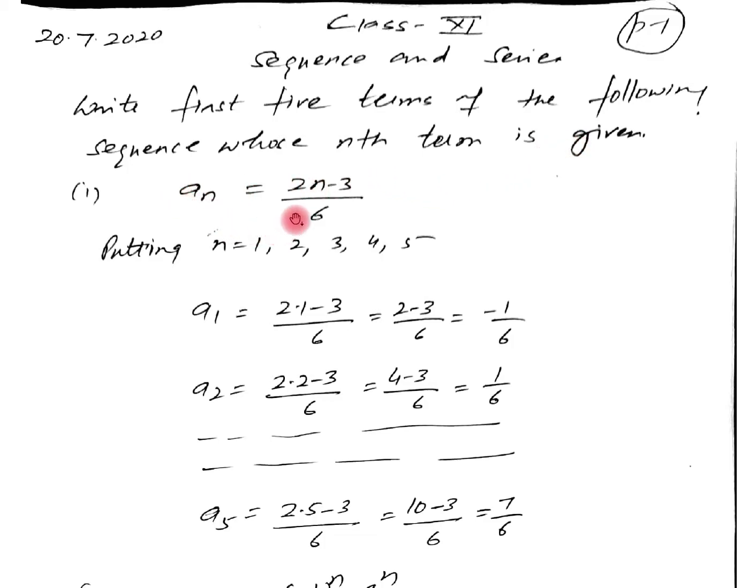Now the nth term is given, an is equal to (2n minus 3) upon 6. We have to find out the first 5 terms, putting n equal to 1, 2, 3, 4, 5. First putting n equal to 1, we are getting a1. It becomes (2 into 1 minus 3) upon 6, equal to (2 minus 3) upon 6, equal to minus 1 upon 6. Similarly, putting n equal to 2, we are getting a2 equal to (2 into 2 minus 3) upon 6. Simplifying, we are getting 1 upon 6.